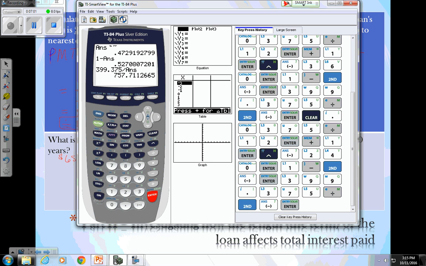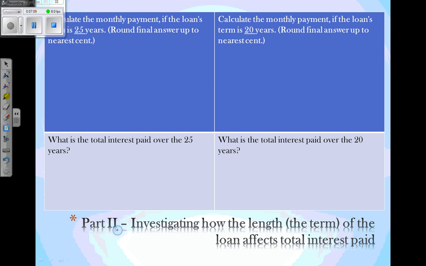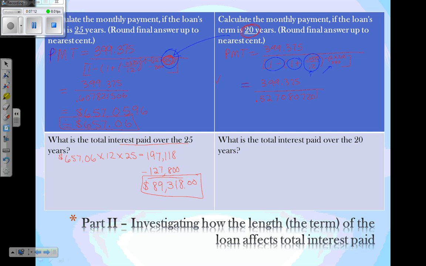And the answer for your payment is $757.711. So here we go. We need to write that as our answer for our payment. And I'm going to round it up to $757.72, because you always round up.